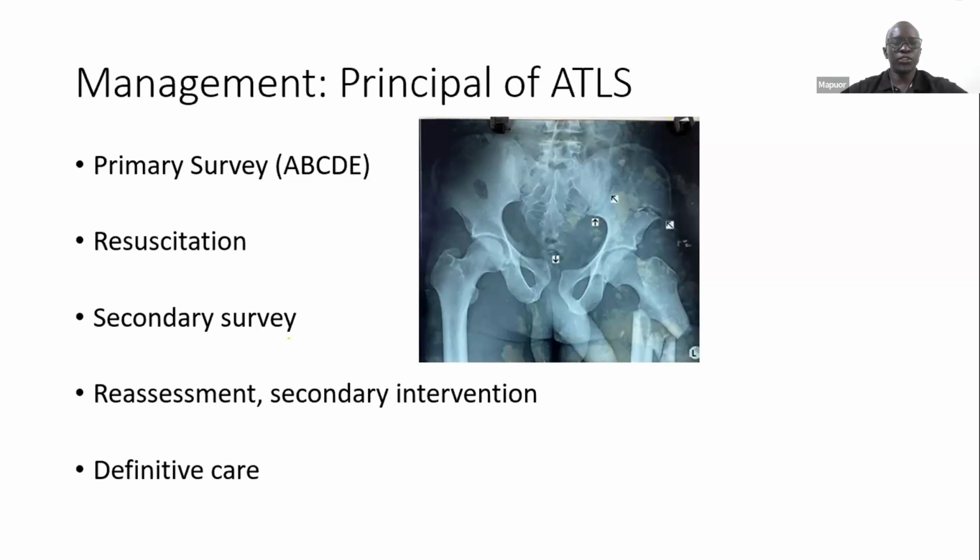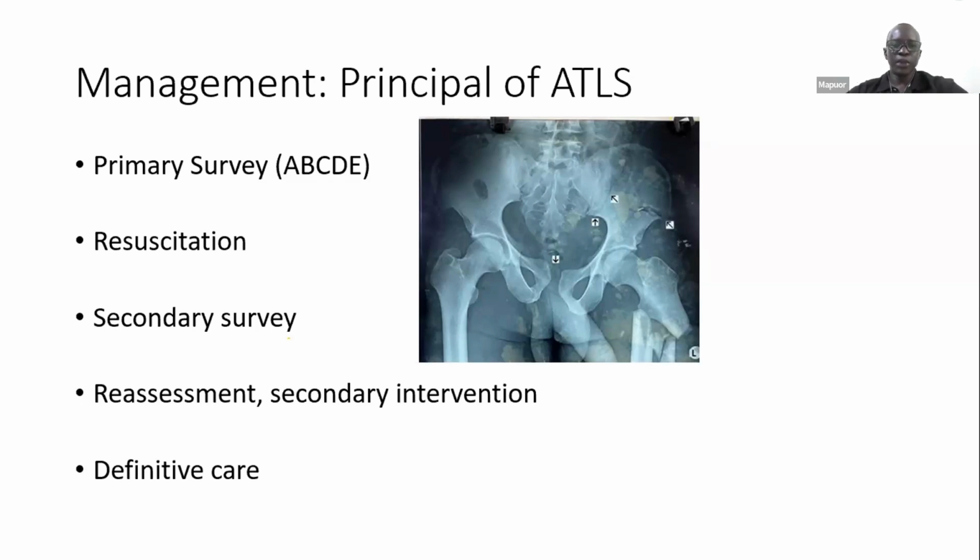While doing ABCs, you have to continue to resuscitate the patients. And then after that, you go to primary, secondary survey. After finishing the secondary survey, you can go back again to primary survey depending on the clinical status of the patients. Then you reassess the patient again, do interventions, and then plan for definitive management.